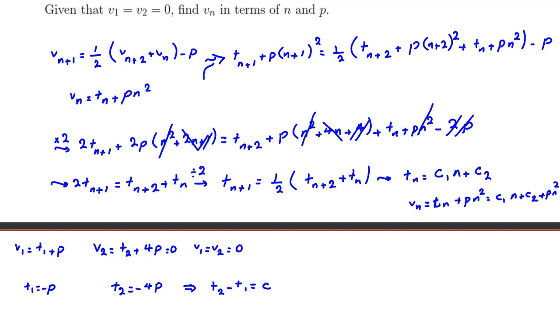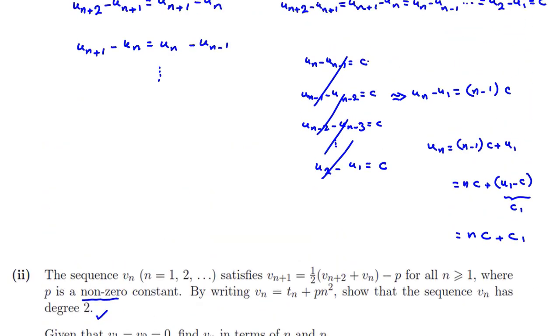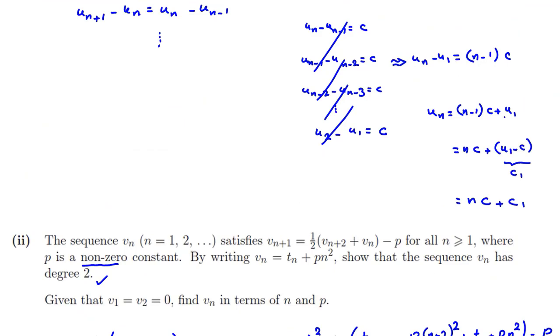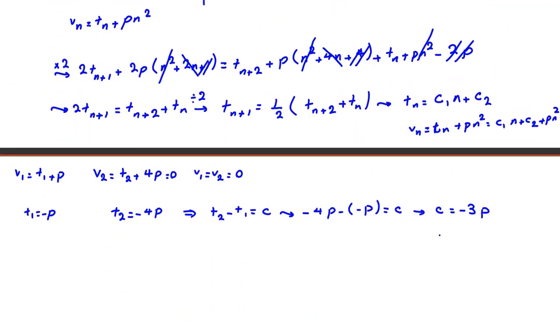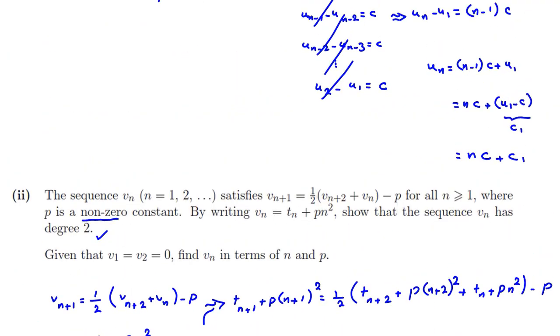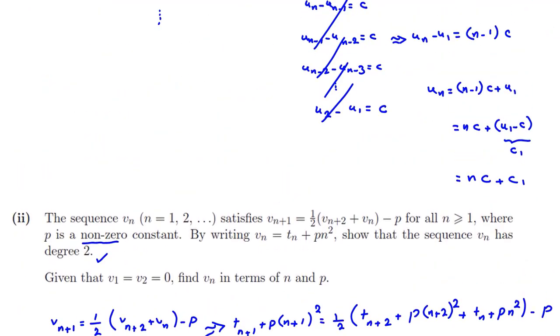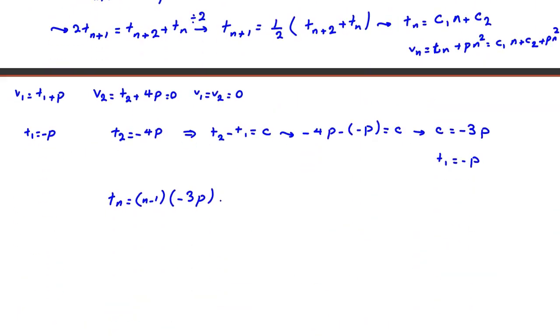T2 minus T1 is the difference that we called C. In the previous part, C was the difference of successive terms. T2 minus T1 is negative 4P minus negative P, which is C. So here, C equals negative 3P. Now, the other part is U1. U1 here is T1, which is negative P. And we know the formula was n minus 1 times C, so Tn equals n minus 1 times C, which is negative 3P, plus U1, here plus negative P.